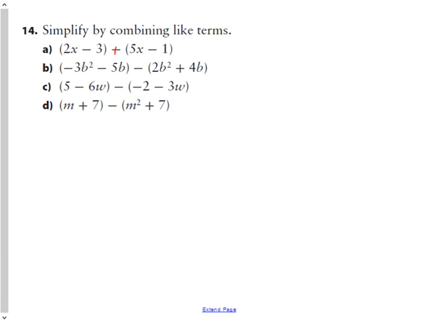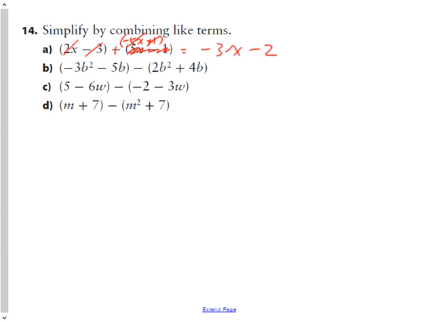So you can change the subtraction to addition, and instead of using 5x minus 1, we could use the opposite of each term. So instead, I can use this. When I gather like terms, a 2x and a negative 5x will be a negative 3x, and a negative 3 and a positive 1 will be a negative 2.